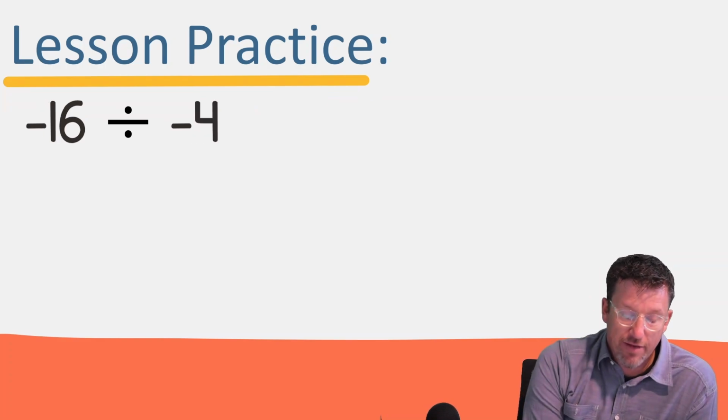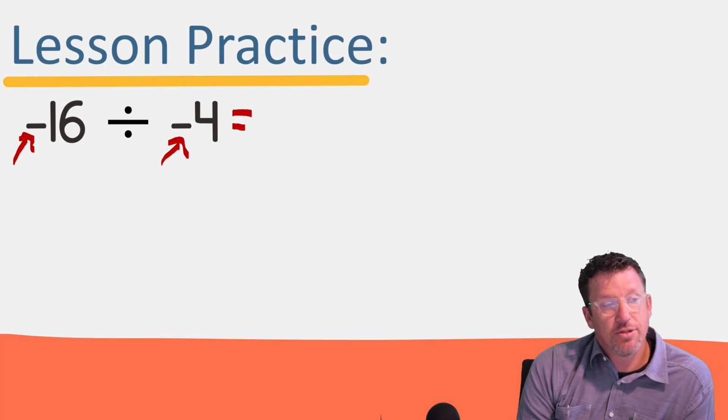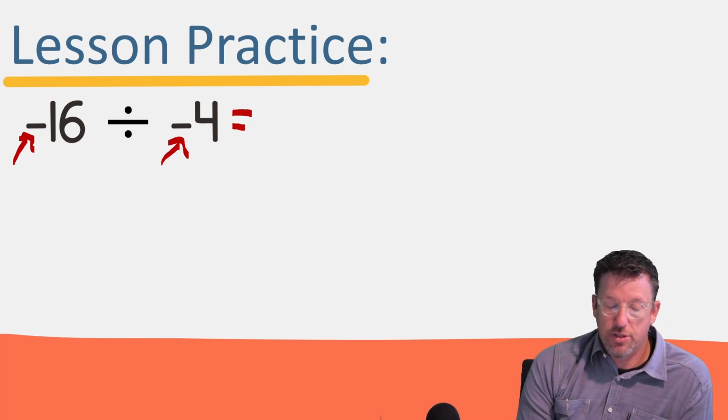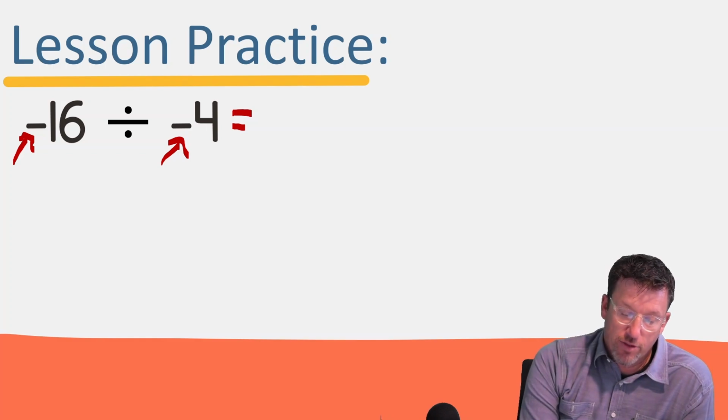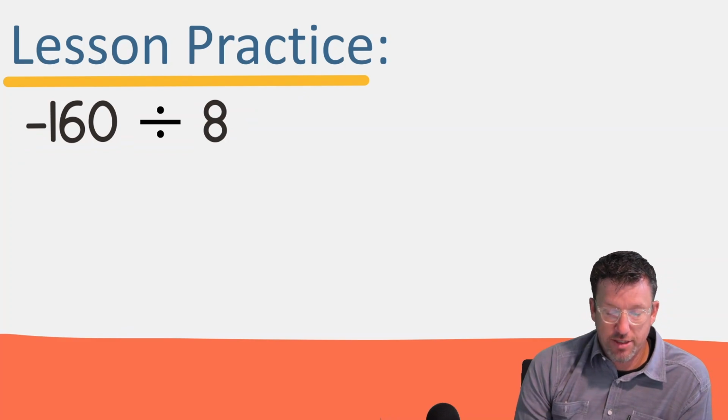All right, this one we have -16 divided by -4. Signs are the same. What does that mean our answer is going to be? Going to be positive. So what is 16 broken into 4 groups? Well, 4 times 4 is 16. Good job, good job.